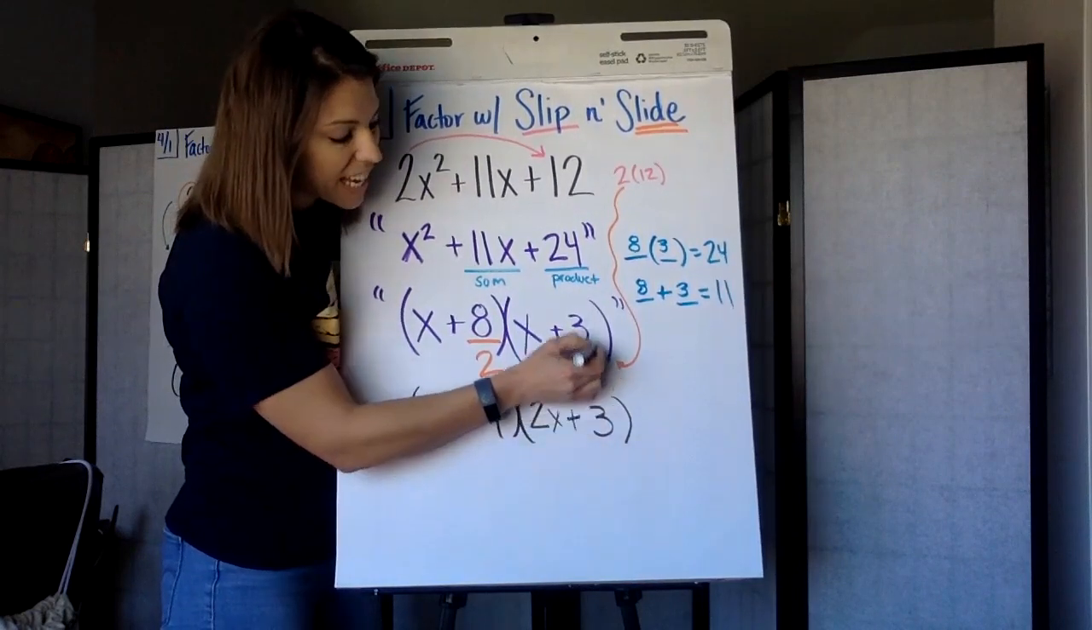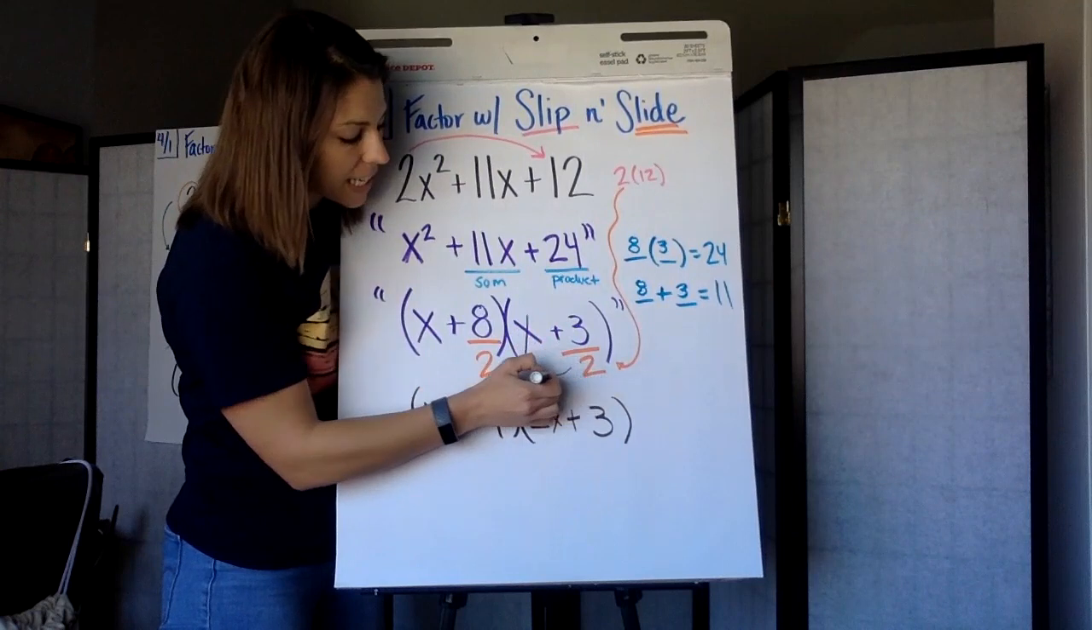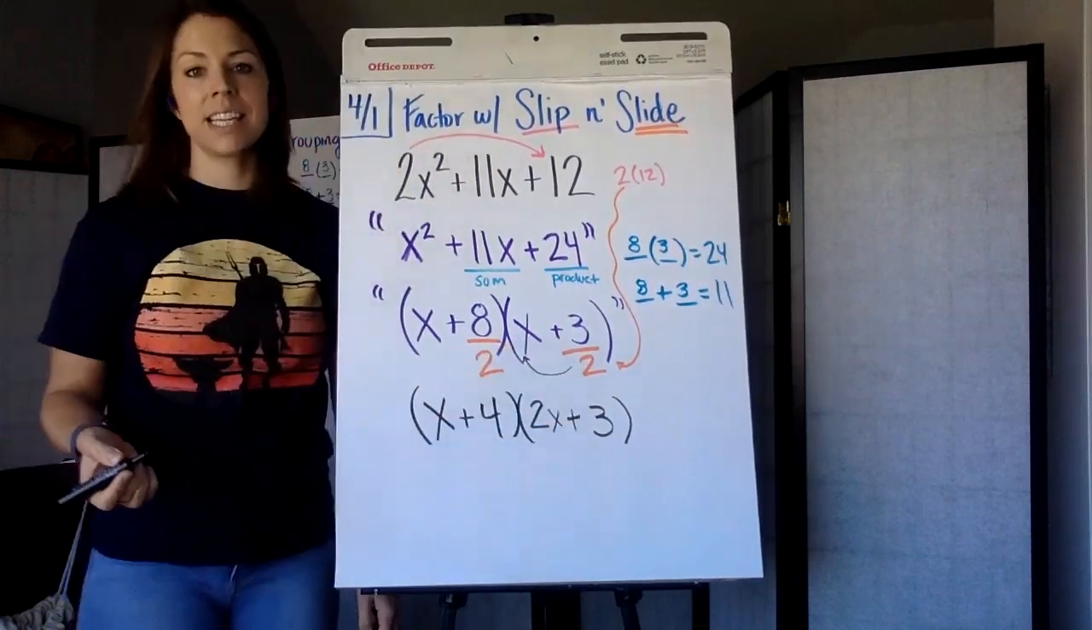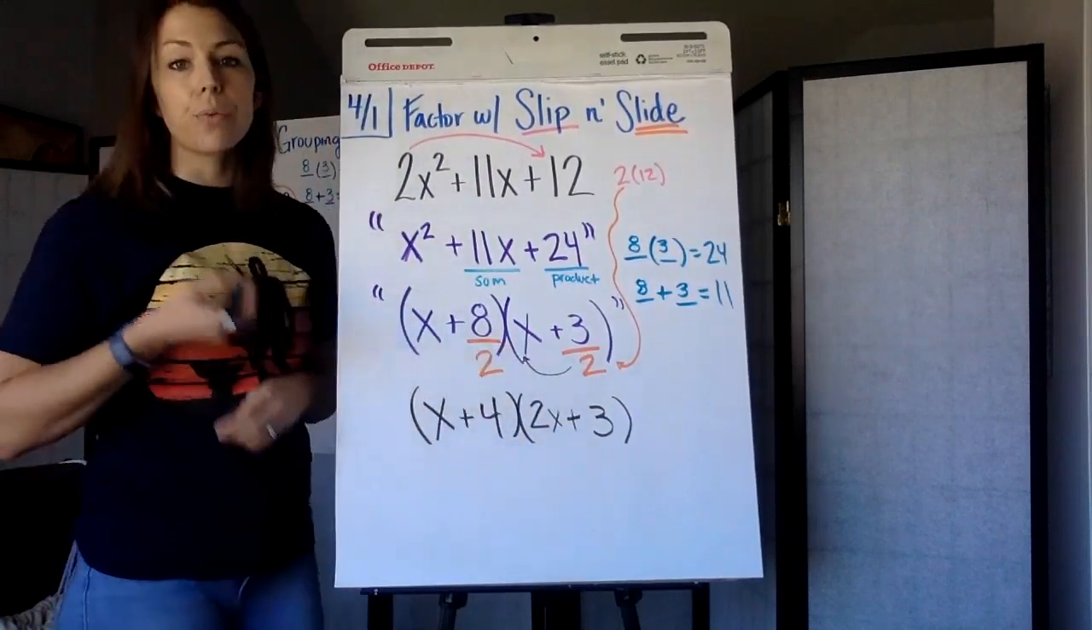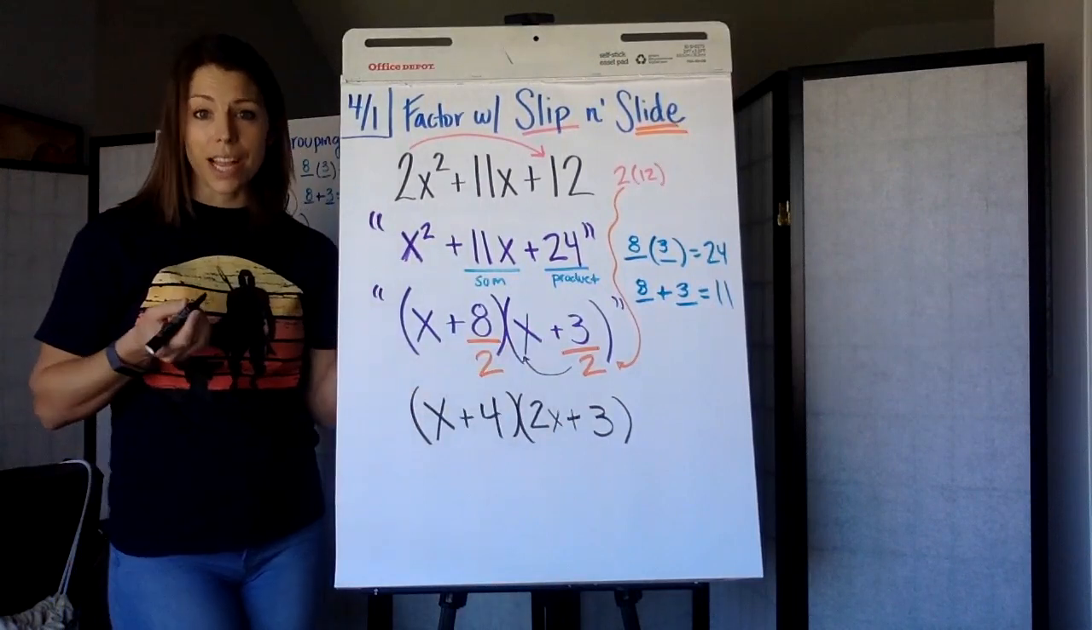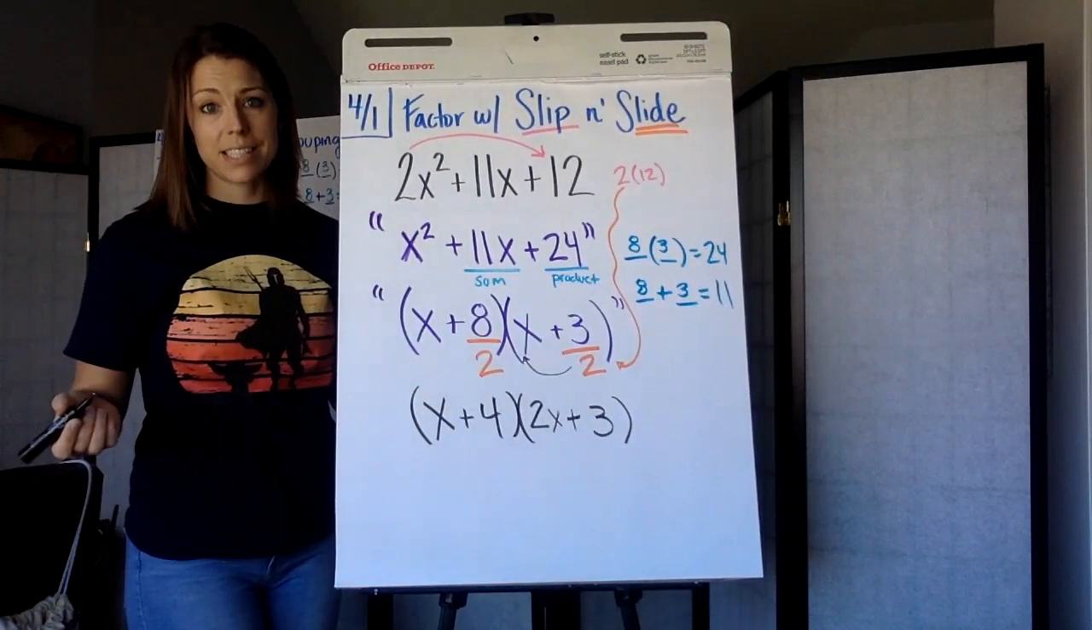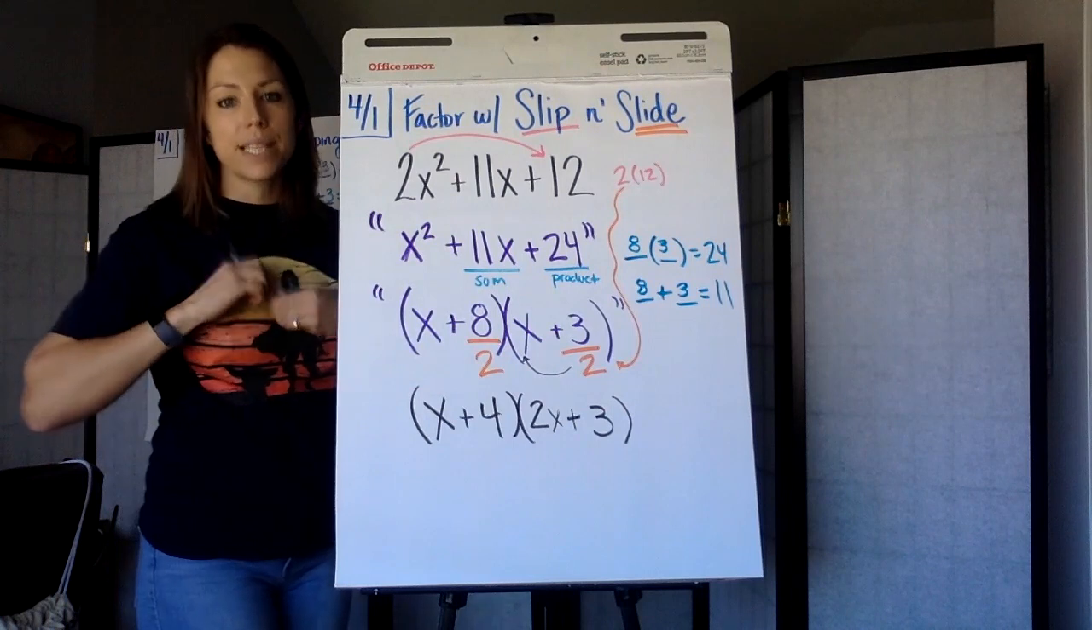In other words, because I can't divide this, I'm just going to slide it out in front. And that's our final answer, which matches the other answers from the other two methods. So this method is called slip and slide.